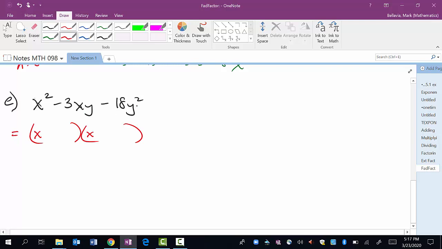The other thing to notice in this one is that you got this extra variable, right? We didn't have it in the previous examples. You got this y squared at the end. Well, that just means I'm going to have a y times y, because I know it comes from my last step of FOIL. So y times y will give me a y squared. And then you do everything else like you normally would.